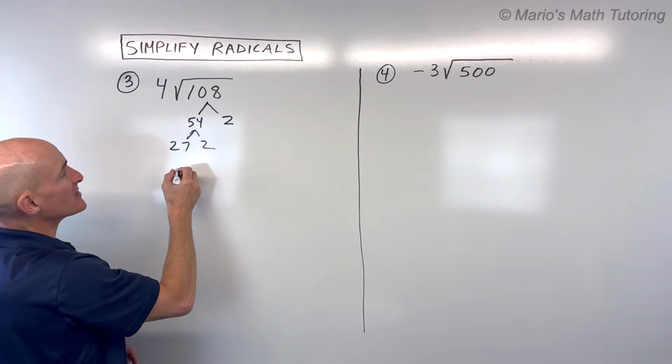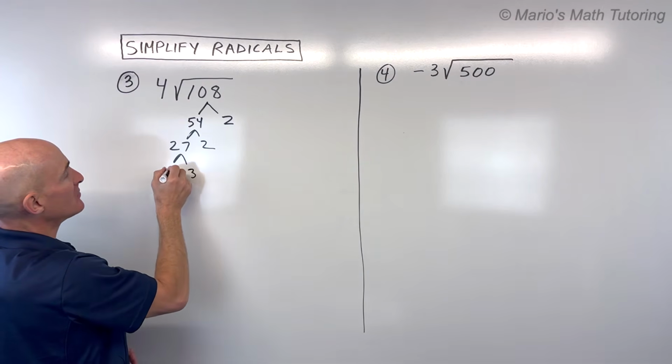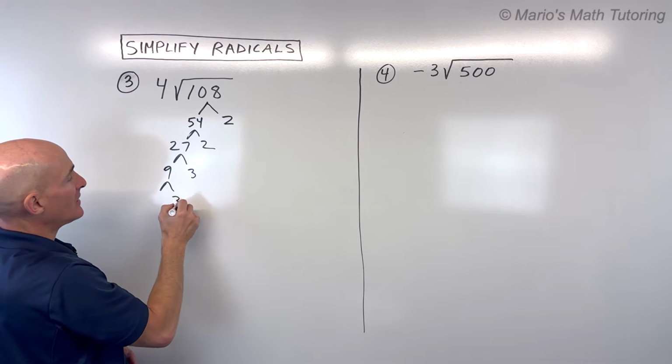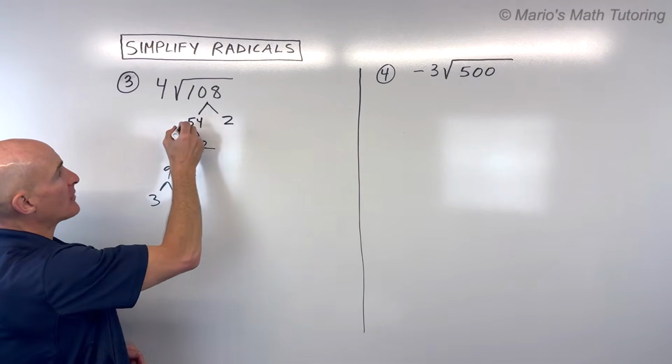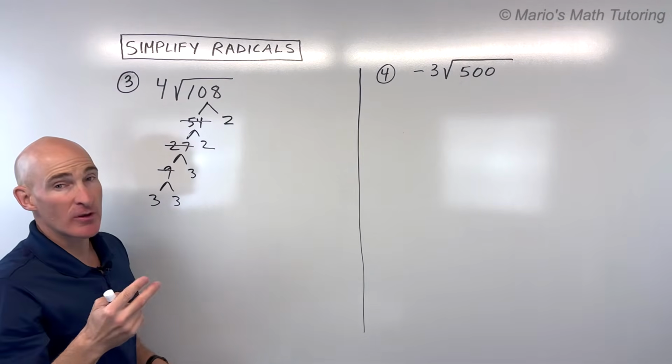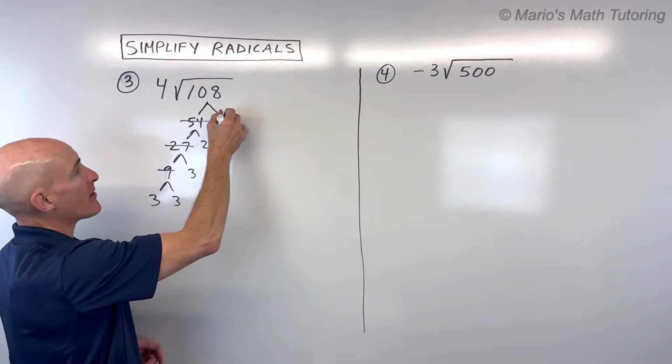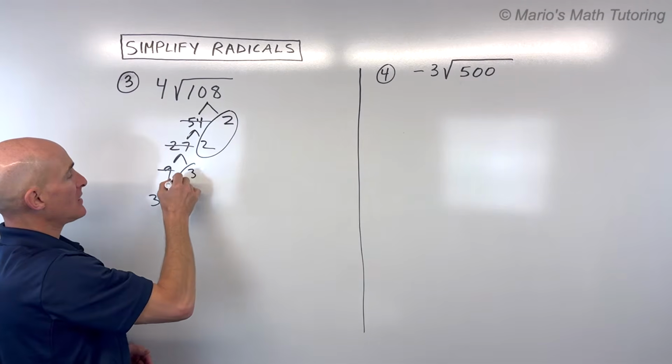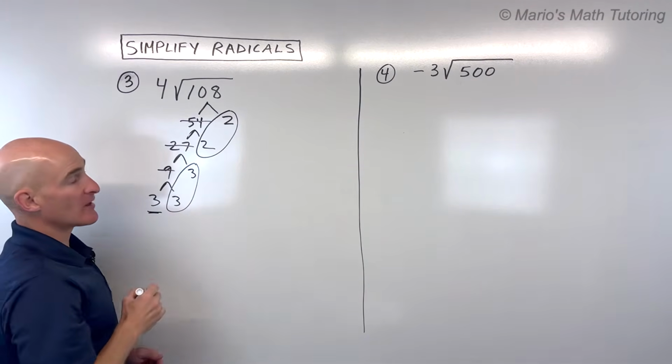That's 2 times 27. 27 is 3 times 9. And 9 is 3 times 3. Now again, I'll just cross out these numbers we don't need. We're just using the ones at the very end. And we're looking for two of the same number, so a pair. So here's a pair, here's a pair, here's a 3 left over.